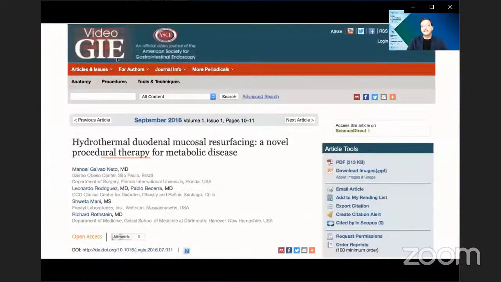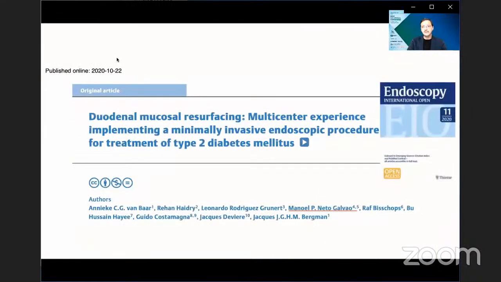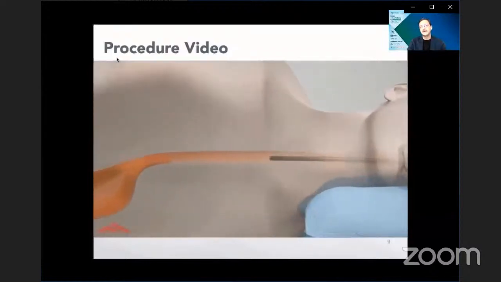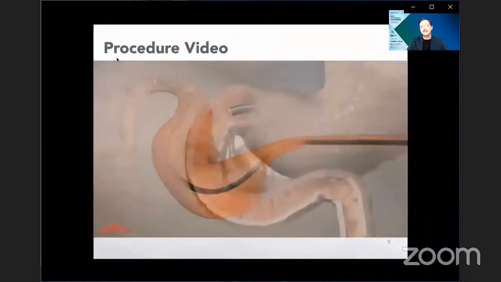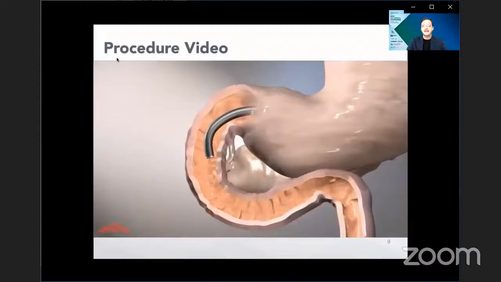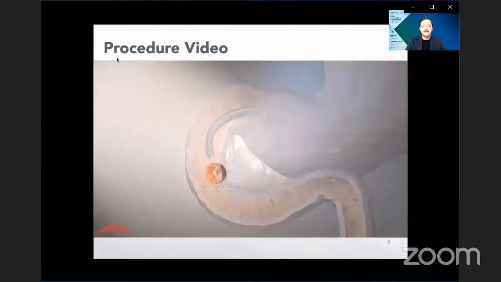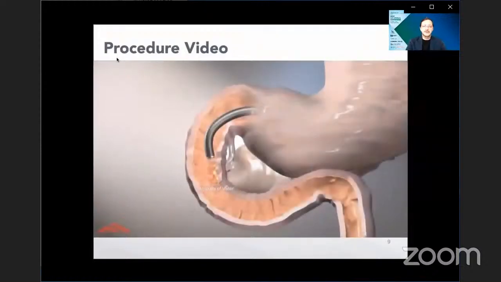So with that, we went through all the process to get to the first in human, as you see here, the first publication on video GIE of this process, and we also developed improvements on the technique to get to the point that we are right now. So the technique is basically you perform an endoscopy, you localize the papilla, and you tattoo or put a clip on the other side. Then you progress in this direction of the Treitz angle.